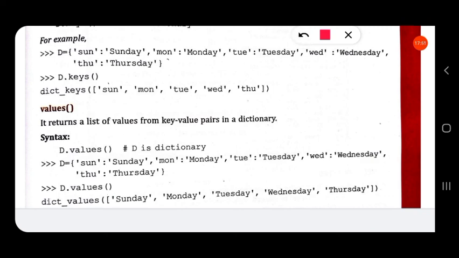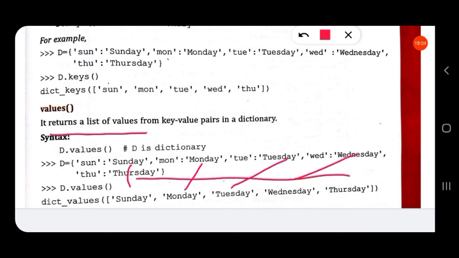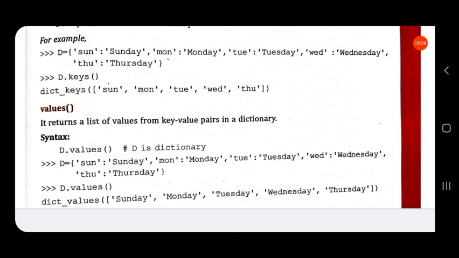So the values function returns a list of values from the key value pairs. That is, from these key value pairs, all the values are collected and a list is formed. So the values function returns a list containing the values from the key value pairs.